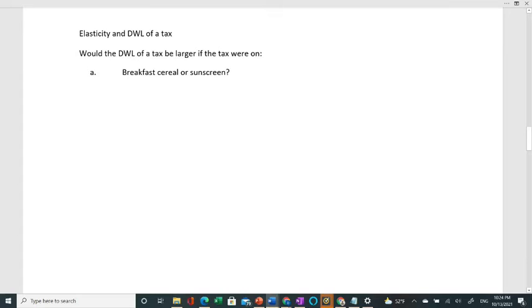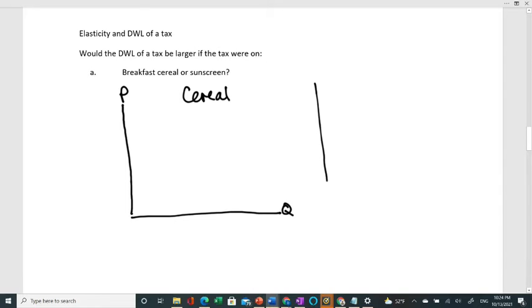So, in the first example, we have breakfast cereal and sunscreen, and I'm going to draw the market for breakfast cereal and the market for sunscreen. Okay, here we have the sunscreen market. I will add the demand curve.